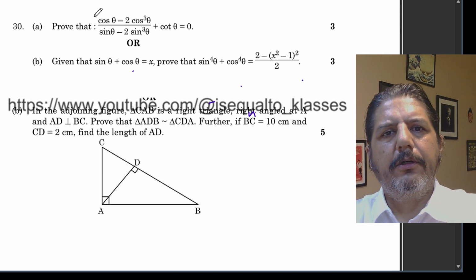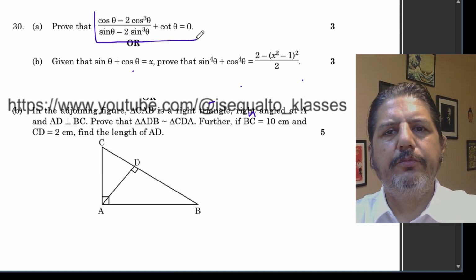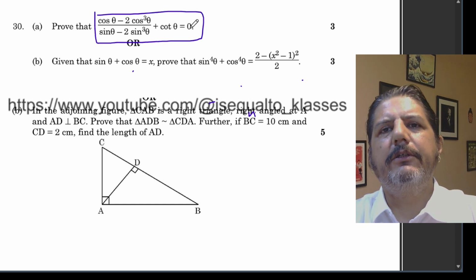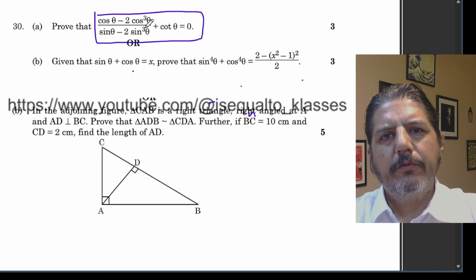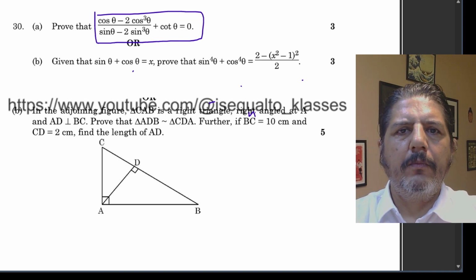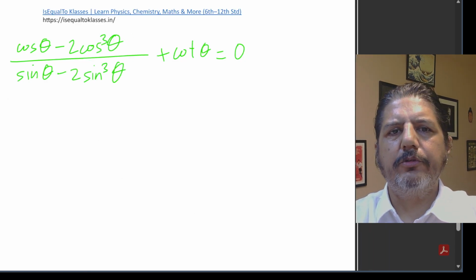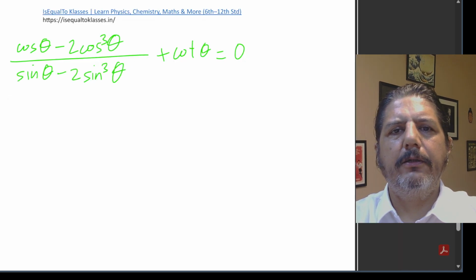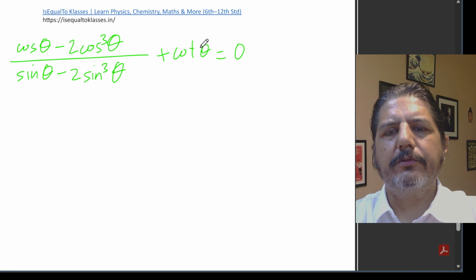So next question: (cos theta minus 2 cos cube theta) upon (sin theta minus 2 sin cube theta) plus cot theta is equal to 0. So let's have a look at this question. Cos theta minus 2 cos cube theta upon sin theta minus 2 sin cube theta, plus cot theta.